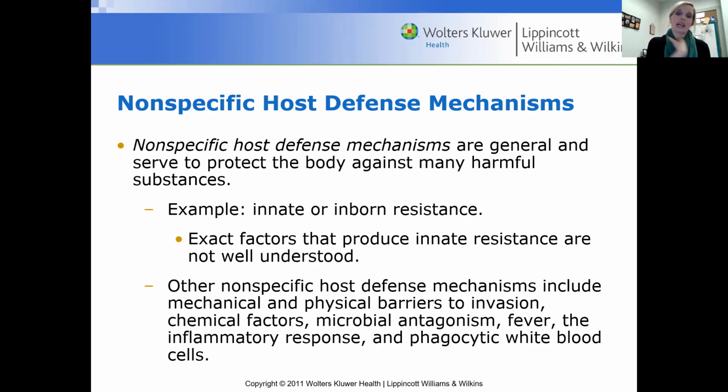So microbial antagonism: I just mentioned that indigenous microflora, which is normally present in a system of the body, like the example I used on my skin, are going to work to fight off those invaders. Fever, inflammatory response, and our phagocytic white blood cells. All of these things we're going to touch on in a little more detail, but again, they're non-specific. All of these things are just targeting whatever doesn't belong. We're going to try to get rid of it.